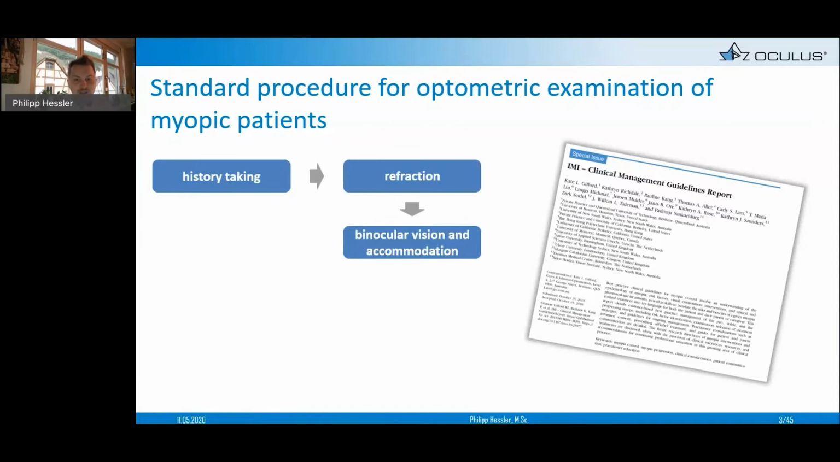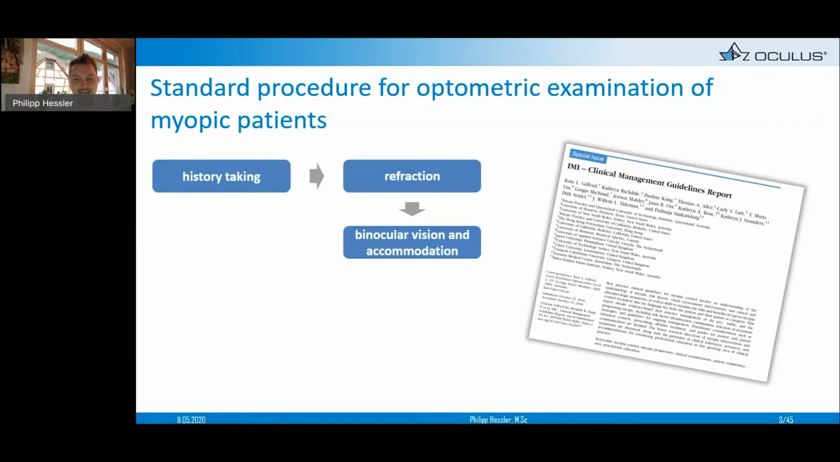Refraction. Yes, refraction can be performed without cycloplegia; only if indicated should a cycloplegic refraction be used. An example would be the assumption of a near work-induced transient myopia.